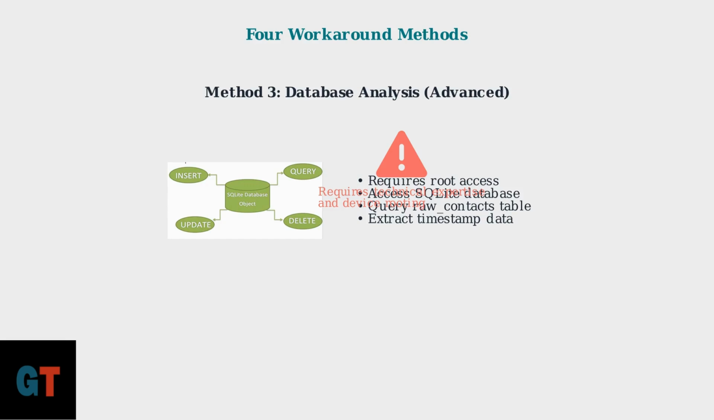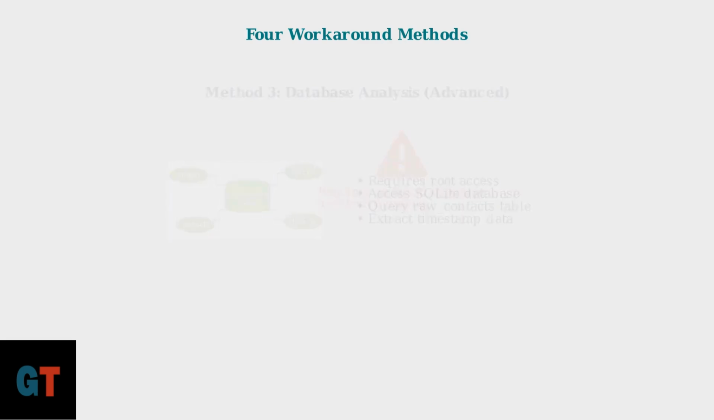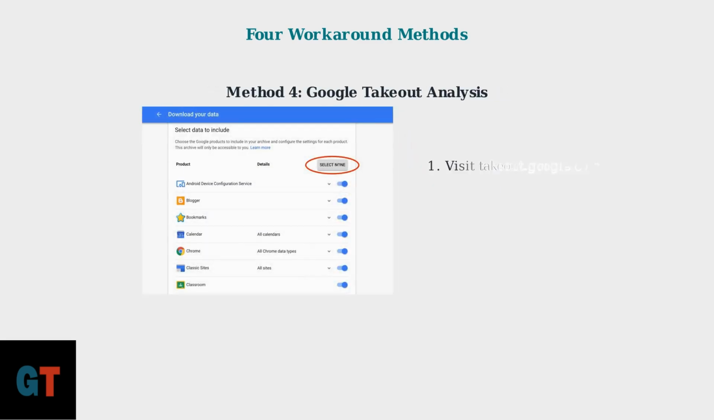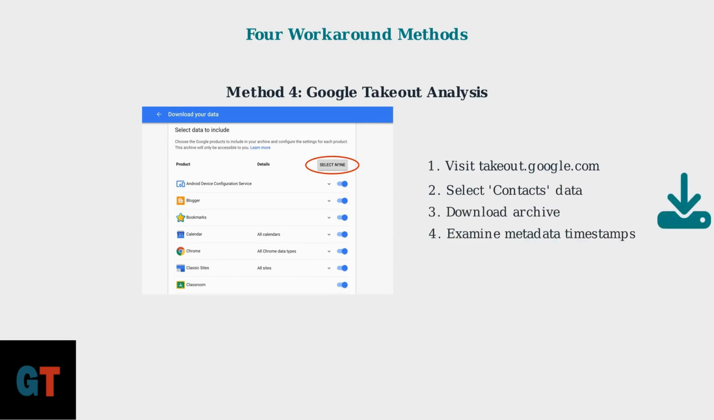This requires root access to examine the Android SQLite database where contact information is stored, but it provides the most detailed timestamp data. The fourth method uses Google Takeout to download your complete contact archive. This service provides JSON and VCF files containing metadata timestamps that reveal when contacts were originally added to your account.